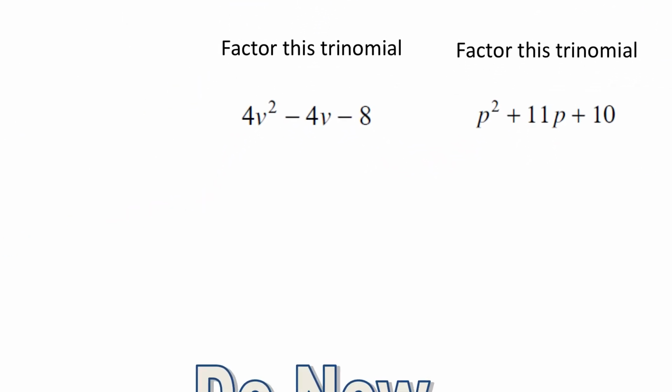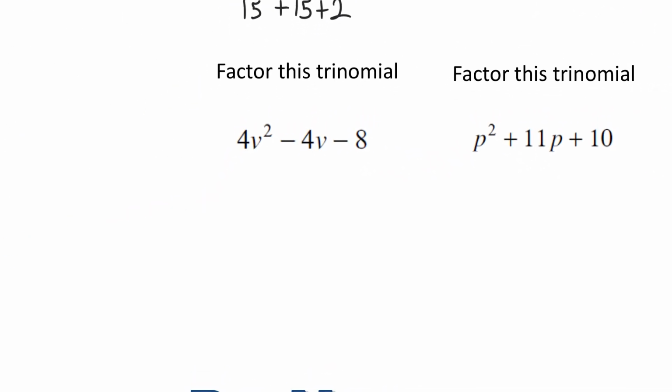Okay, next one. Factor this trinomial. Okay, so what do you think we need to do first here? Factor out the 4. Okay, factor out the greatest common factor, right? So what is common between all three of those terms there? 4. So if I factor a 4 out, what's that going to leave? V squared minus V minus 2. Right? Just dividing a 4 out of each piece. 4v squared divided by 4 is v squared. Negative 4v divided by 4 is negative v. And negative 8 divided by 4 is negative 2.